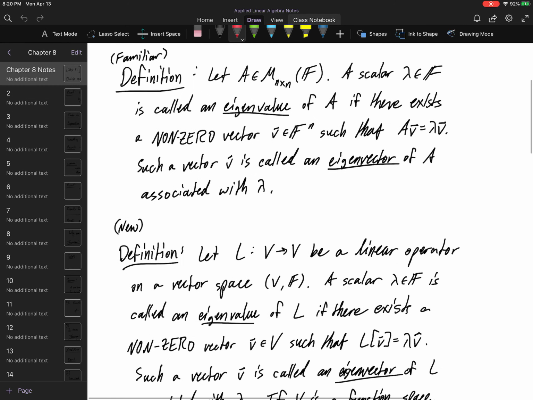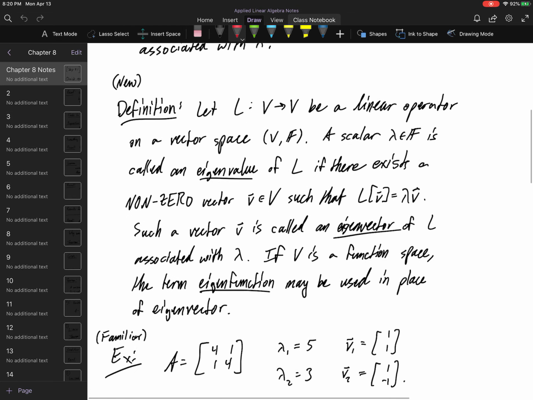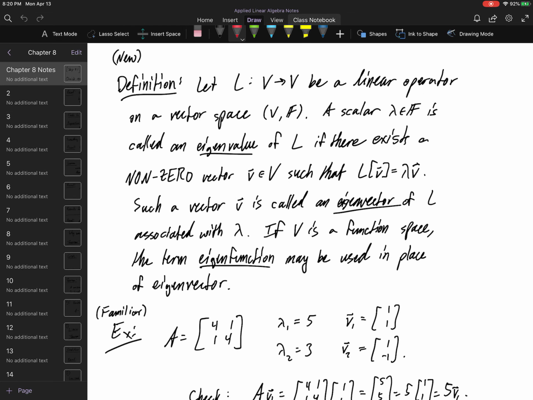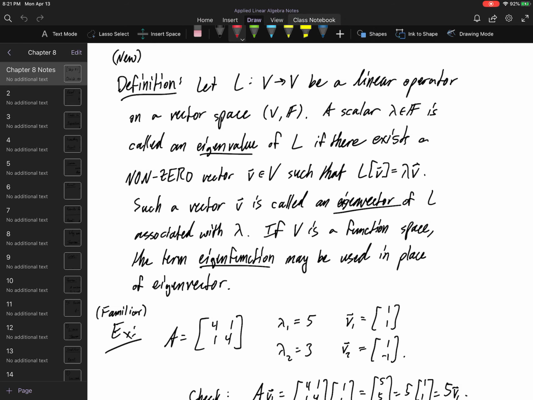All right, and this should be a very familiar definition, but now something a little bit out of the ordinary. We're going to let L be a linear operator. So you can think of V as just some arbitrary vector space over a field F, and L is just a linear transformation, right? So this is the general object. L, just to be very clear, does not need to be a matrix, right?